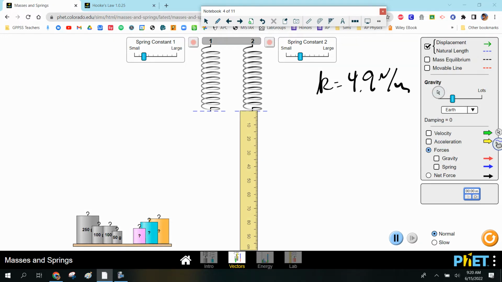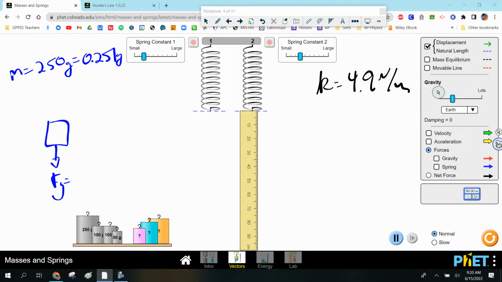All right, so suppose the mass is 250 grams. Remember, that's the same as 0.25 kilograms. Well, once it reaches equilibrium, we're going to have two forces. The force of gravity would be 0.25 times 9.8, which gives you negative 2.45 newtons. That means the force of the spring would have to be positive 2.45 newtons. So we ought to be able to figure out how far it stretches, right?